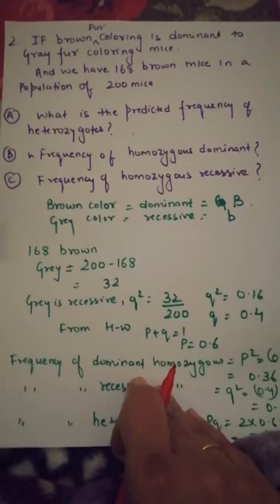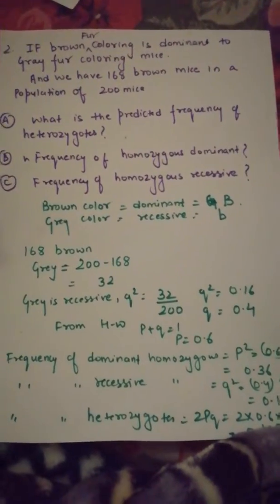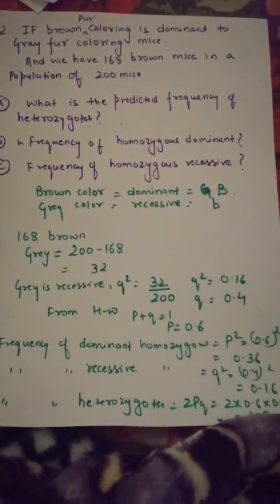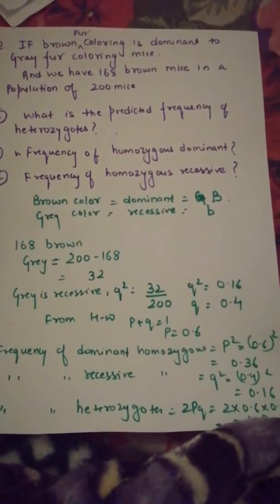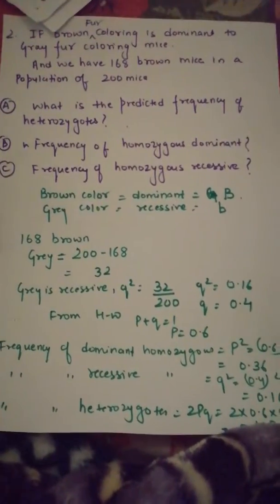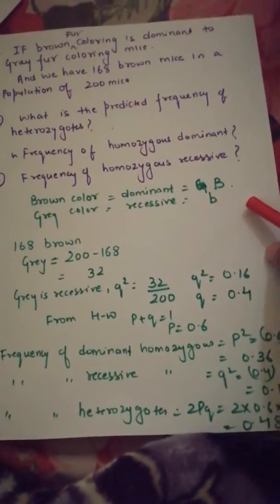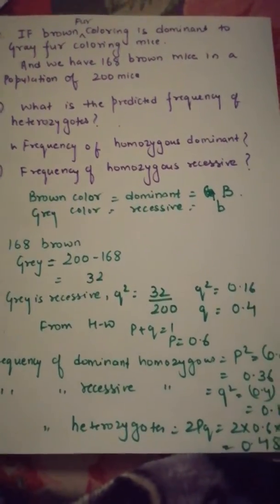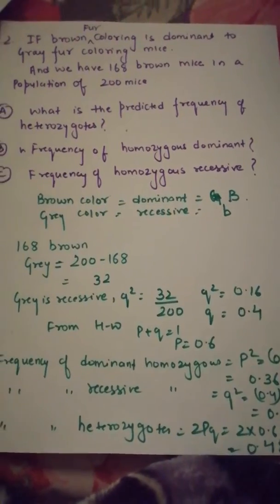In the next question, if brown fur coloring is dominant to grey fur coloring in mice and we have 168 brown mice in a population of 200 mice, then we have to find the predicted frequency of heterozygotes, the frequency of homozygous dominant, and the frequency of homozygous recessive. What is given in this question? The number of brown mice is given, 168.